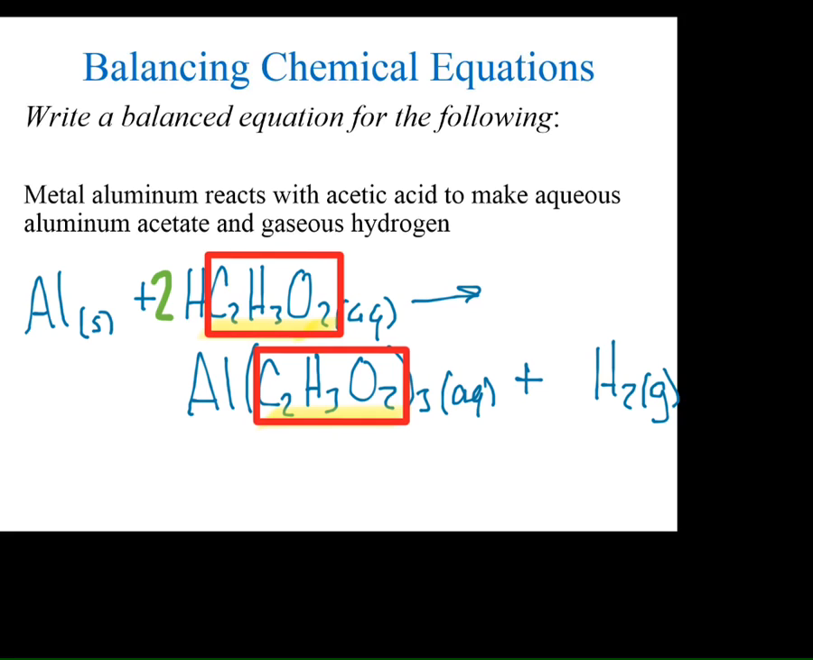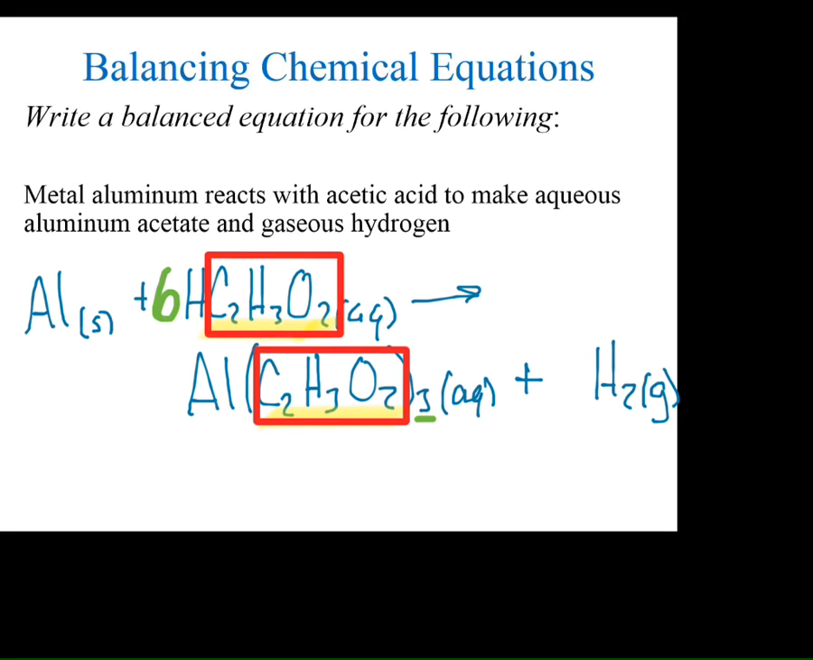Well, now I've got two acetates on the left. How many acetates on the right? Three acetates, right? See my three here? Oh, well, two and three, that doesn't work. So I can take a two and three and make them both into what? Six. So let's make this a six.